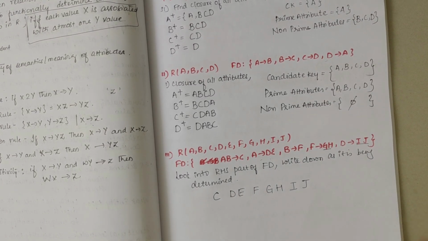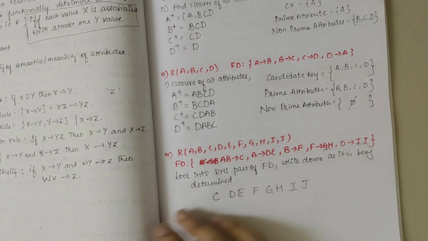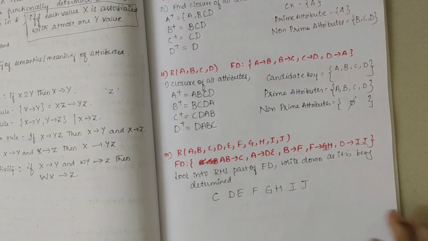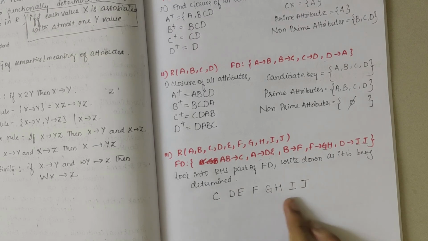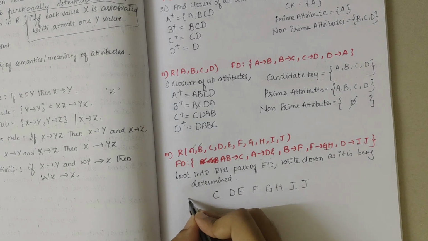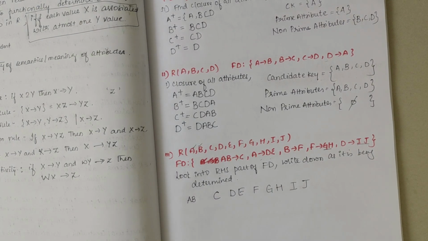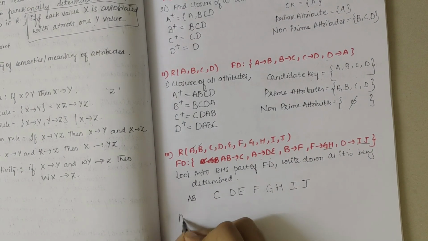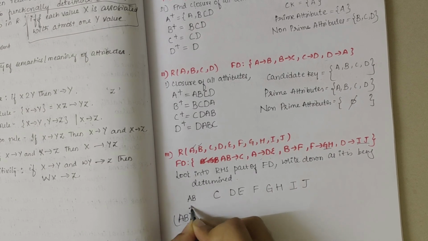So in order to obtain a candidate key, it has to cover all the attributes, right? It has to determine all the attributes. So if you check, I have C, D, E, F, G, H, I, J. So what are missing? A is missing, B is missing, right? So I'll write whatever is missing here initially. Okay. Now I'll take closure of A, B and check if it determines all these.